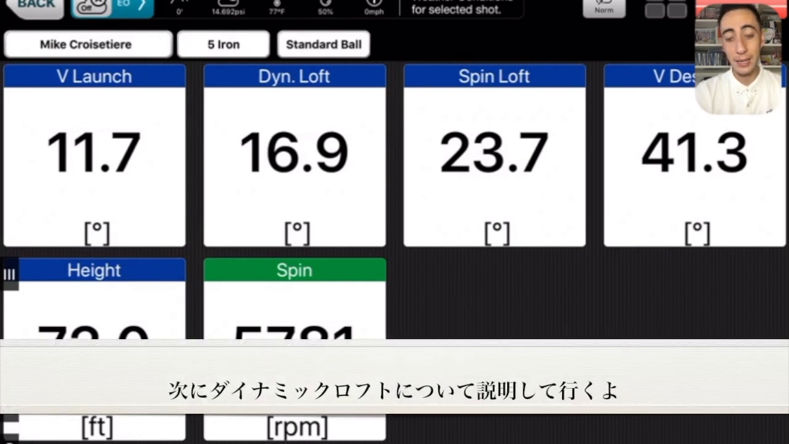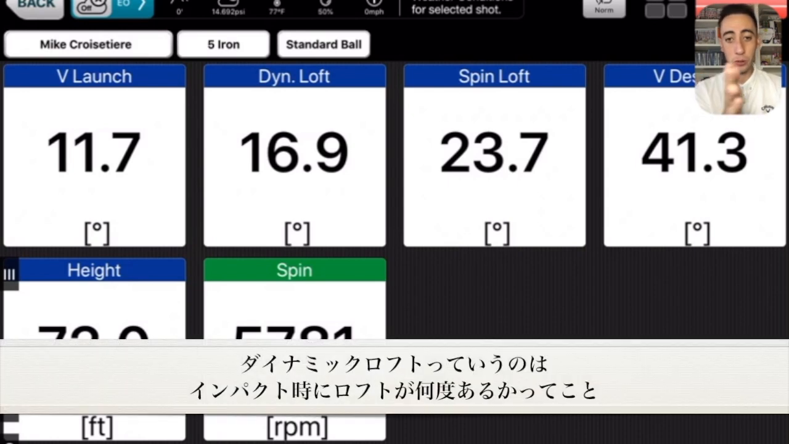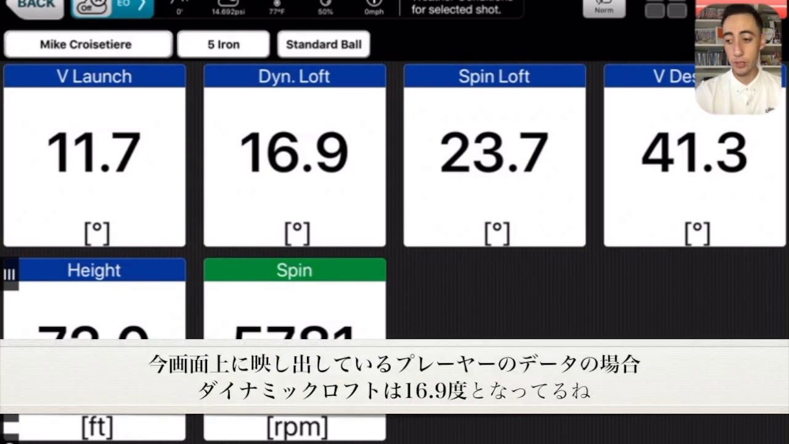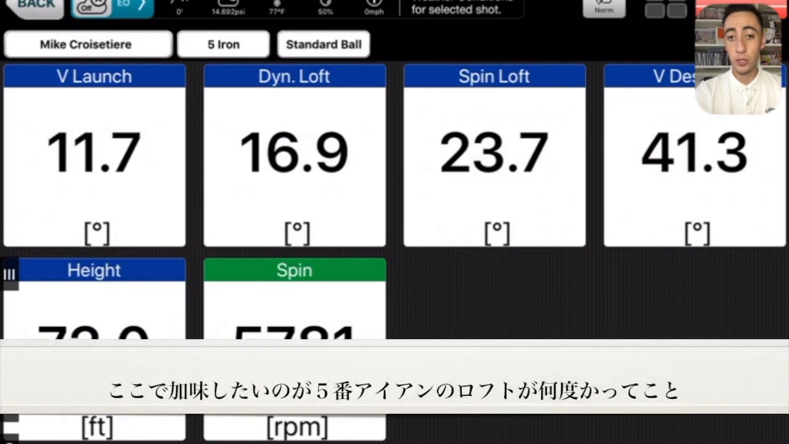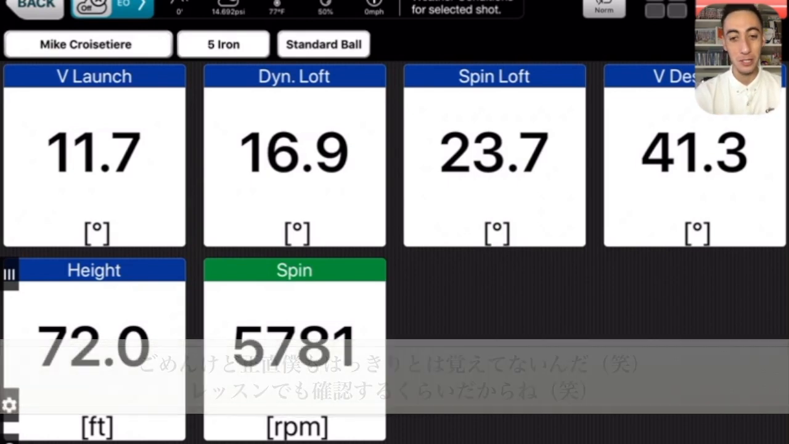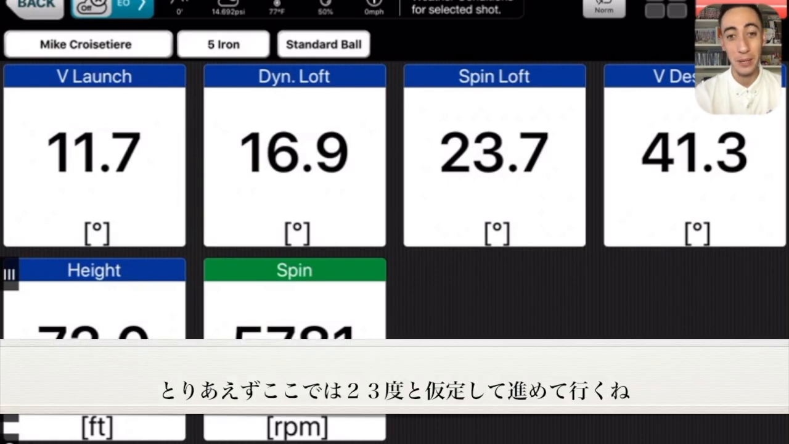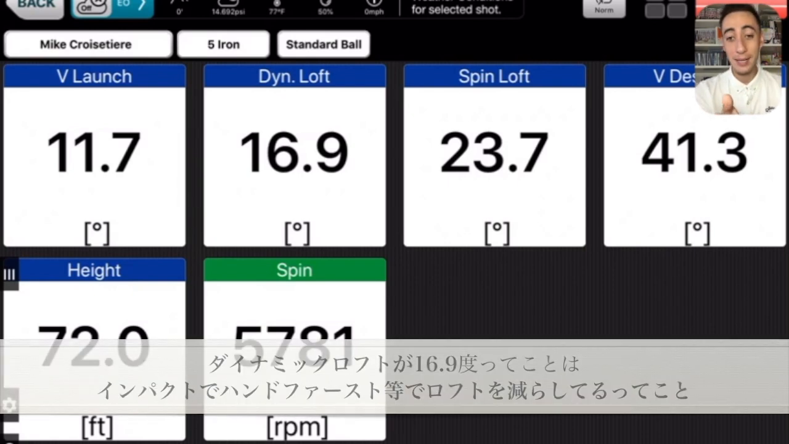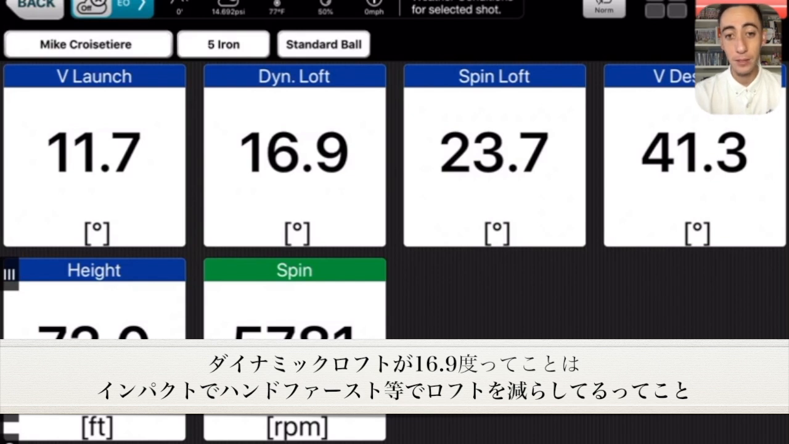Okay, moving on to dynamic loft. Dynamic loft is how much loft you're presenting at the moment of impact. To give you an example, this player's dynamic loft was 16.9 degrees. Now, what you're going to have to find out is how much loft a 5-iron typically has. I actually don't know this right now. I'd have to look it up, and I usually do look it up in lessons. But let's say that a typical 5-iron has about 23 degrees of loft. So if he has 16.9 degrees of dynamic loft, that means he took off loft, or had a little bit of handle first at the moment of impact.